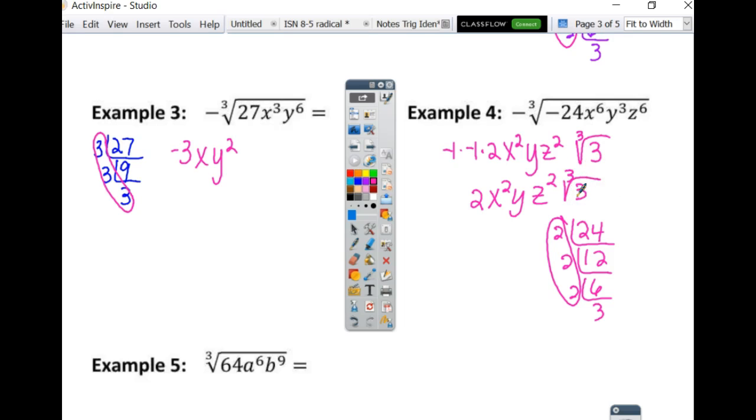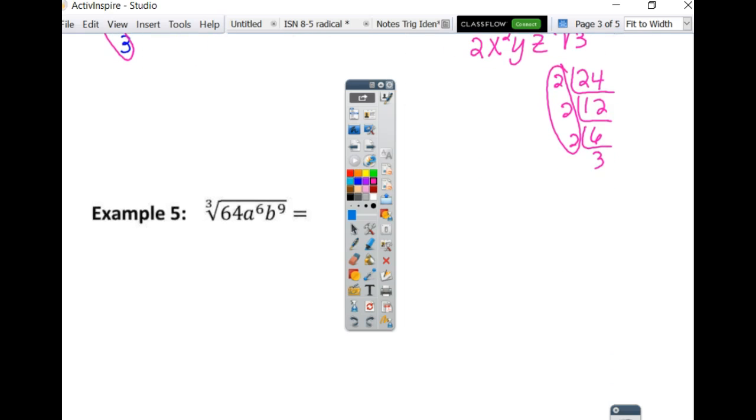So if we have leftover, we have to split whatever's on the outside. The index? Yes. And it's wrong if you don't. You have to have the index. Okay, so for 5, you guys tried this one yourself.